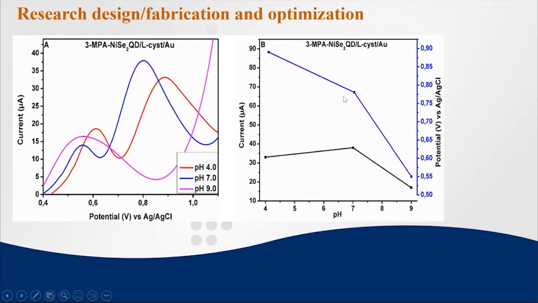And on the right hand side, we were looking at the potential. We could see that from the potential, pH 7 was still the best. So it is very important for scientists to optimize before going into further studies. That will really assist in terms of producing high quality work for either master's or doctoral students.